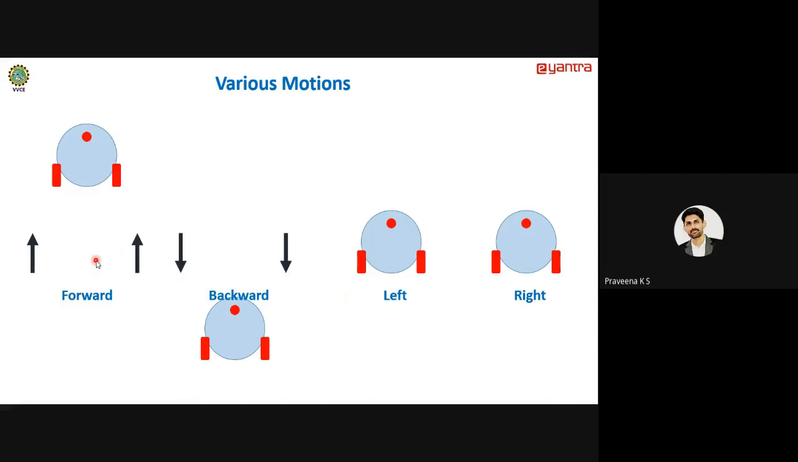Then we have something called a left operation. When you want to move the robot towards the left, there are two ways to turn your robot to the left side. We shall see the first type now, then we'll see the next one. One way to do it is that the left wheel will be moving in the backward direction, and the right wheel will be moving in the forward direction.